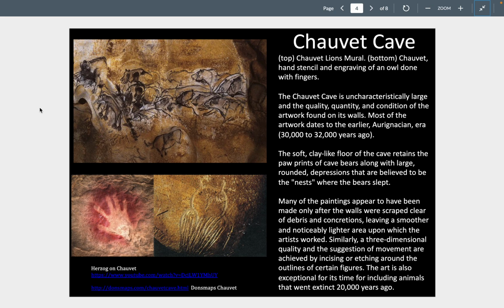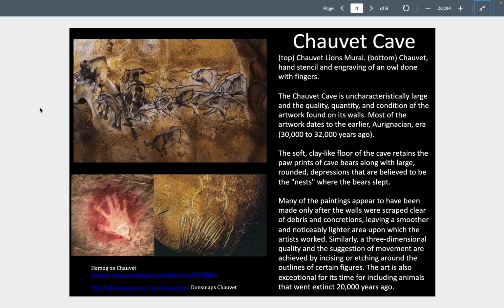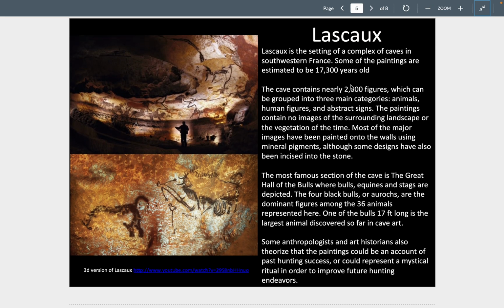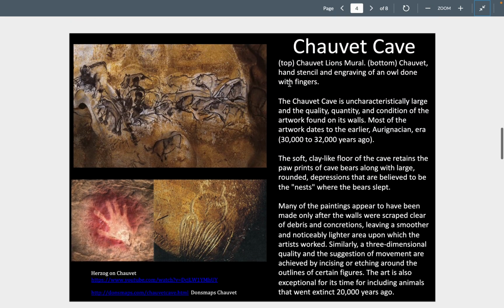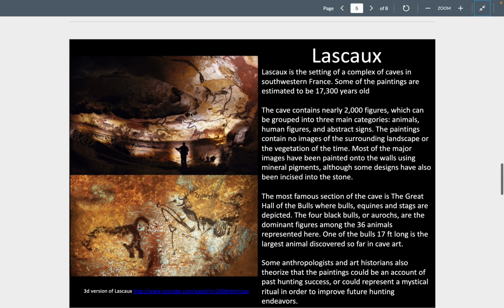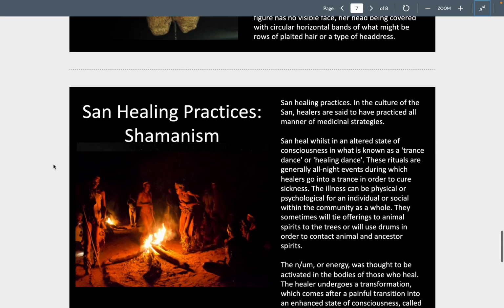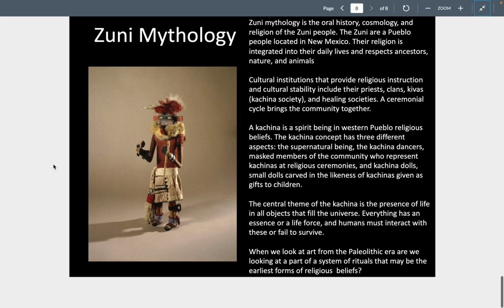This cave was used to make art from 30,000 years ago to 20,000 years ago. Artwork was sometimes finished by other artists hundreds of years later. Lascaux was in our textbook. We have a picture of the Hall of Bulls. This is art that was done only 17,000 years ago. So Chauvet is twice as old as the art that we find in Lascaux. I talked about the Venus of Willendorf. I talked about shamanism. I showed you how that kind of shamanism exists today in culture as well.